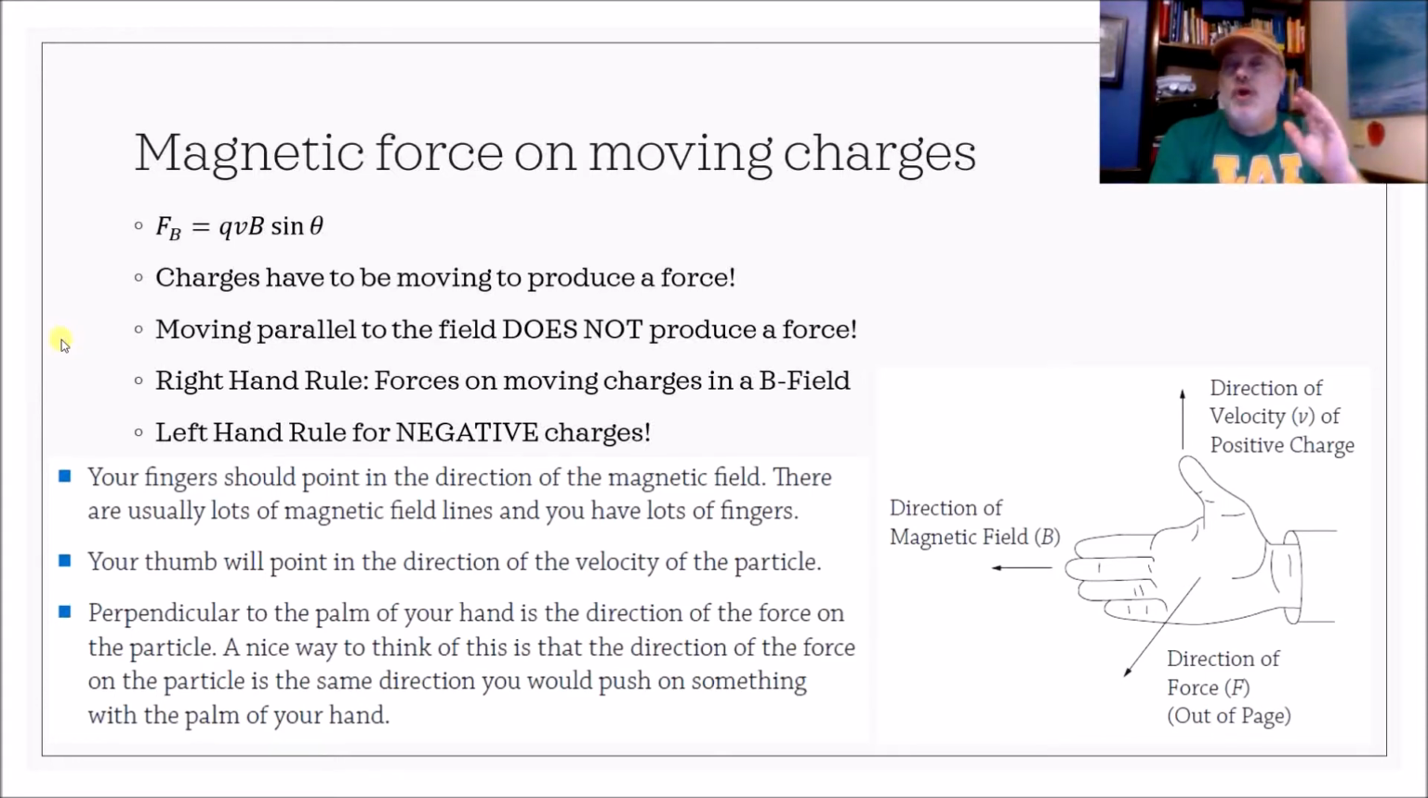So we have a right-hand rule for this force. Here's a picture of it. Here's the description. The magnetic field lines will be your fingers. Your fingers point in the direction of the magnetic field. Your thumb points in the direction of the velocity, and your palm will point in the direction of the force. So you end up with 3 perpendicular axes. If the charge is negative, you either do the right-hand rule and the force is in the opposite direction, or you do the left-hand rule and the left hand will tell you the direction of the force on a negative charge. Right hand, positive charges.